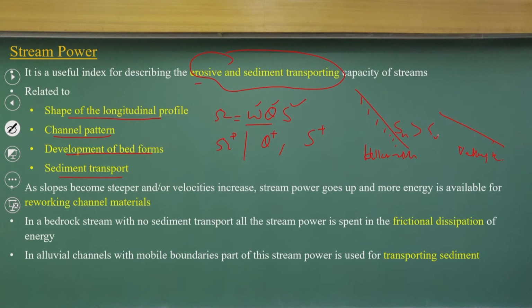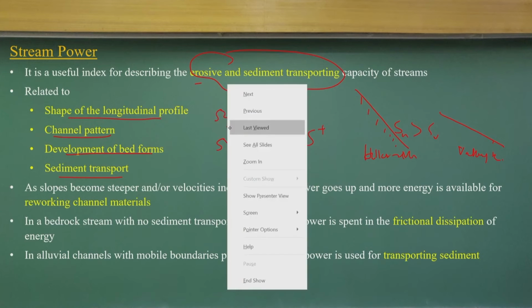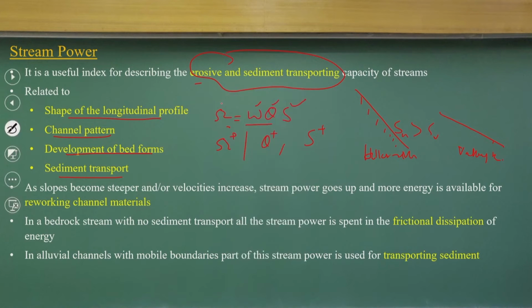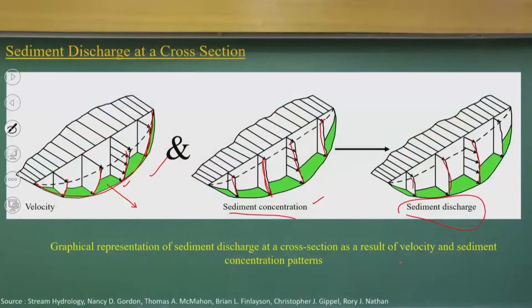That is what we define as potential energy, but energy dissipation is what happens with a discharge Q. Similarly, the more the discharge, the more the stream power. Basically, stream power is spent in the frictional dissipation of energy. In the case of an alluvial river, the boundary stream power is used for transporting the sediment. We will talk about more details when we discuss sediment transport.